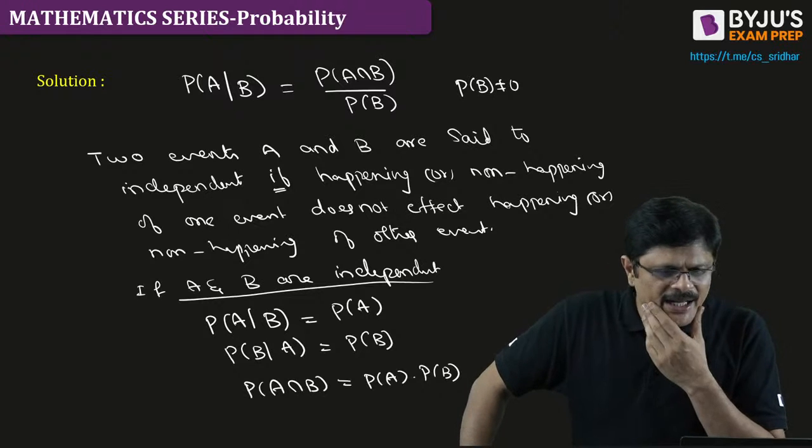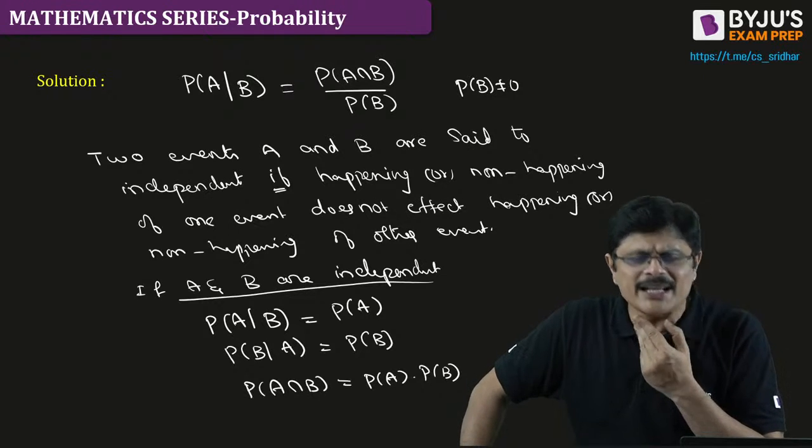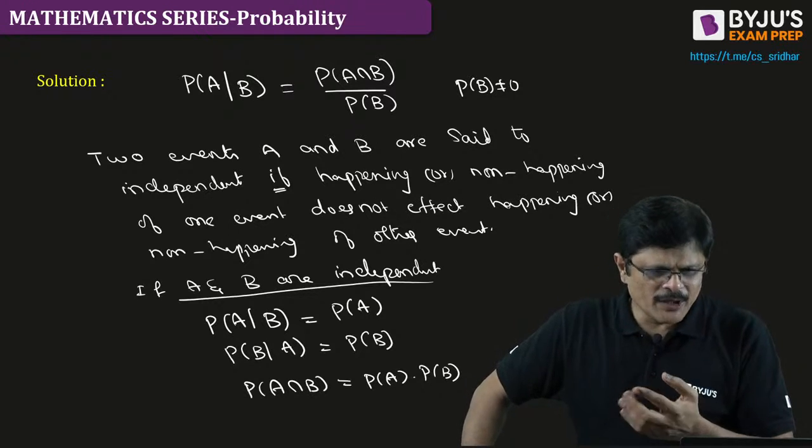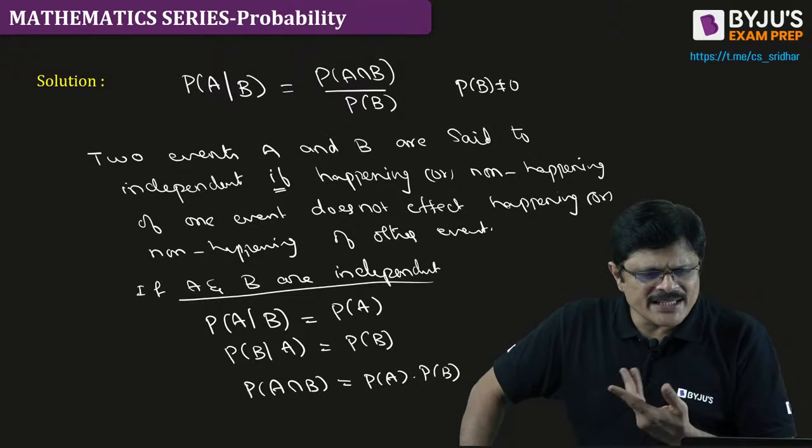Shivananda, is that clear? Did I make my point clear to you? You asked the question and I clarified that, because probability of A is 1 means that it is a certain event.